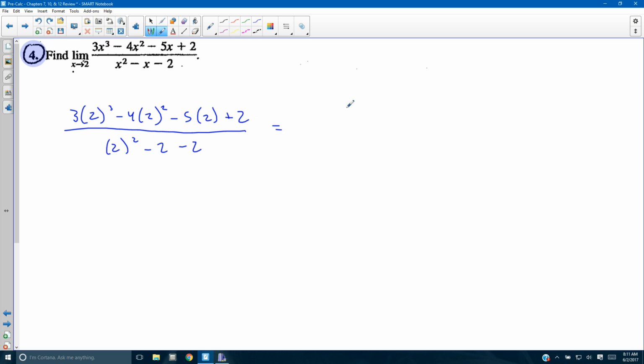This is going to be 2 cubed, which is 8, times 3 is 24, minus 2 squared, which is 4, times 4 is 16, minus 10 plus 2, all over 4 minus 2 minus 2. So it looks like the bottom's an issue. We're dividing by 0. The top, 24 minus 16 is 8, minus 10 is -2, plus 2 is 0. So indeterminate, undefined value. But we can still determine its limit by simplifying this stuff here.